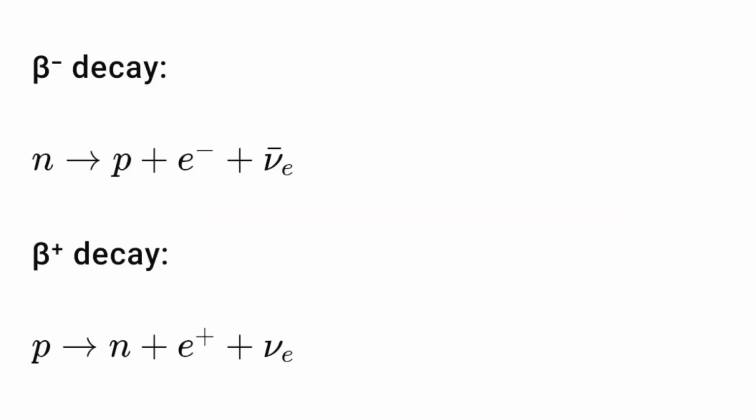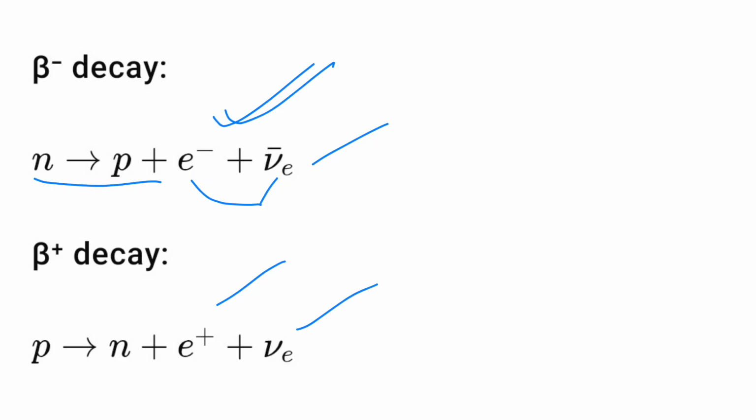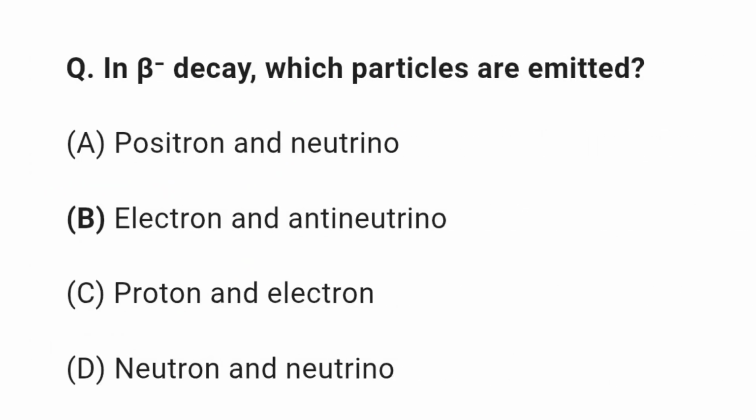Here, beta minus decay: neutron converts to proton, emitted particles are electron plus antineutrino. So in beta minus decay, emitted particles are electron plus antineutrino. In beta plus decay, emitted particles are positron and neutrino. So these are the important points.